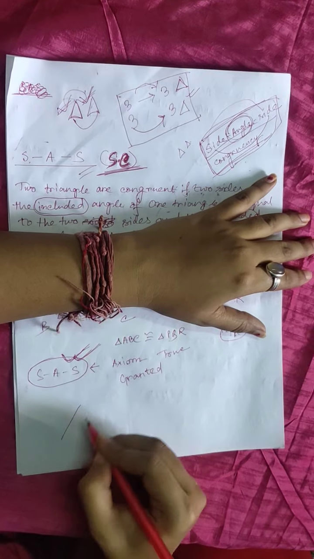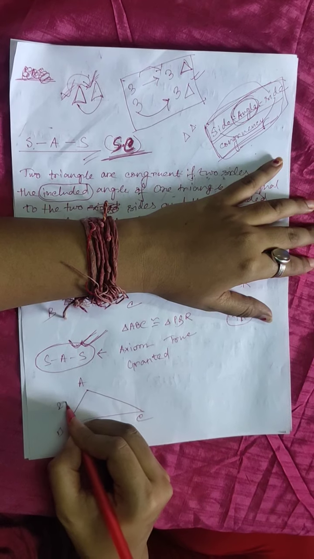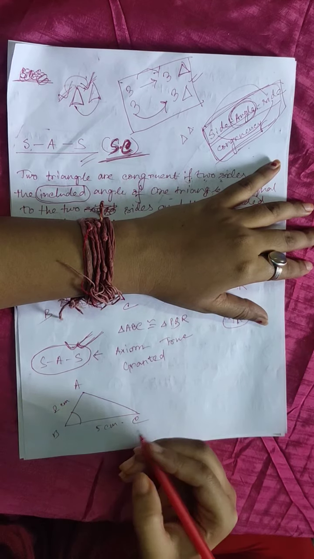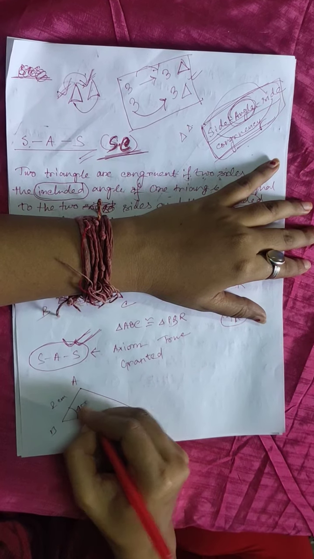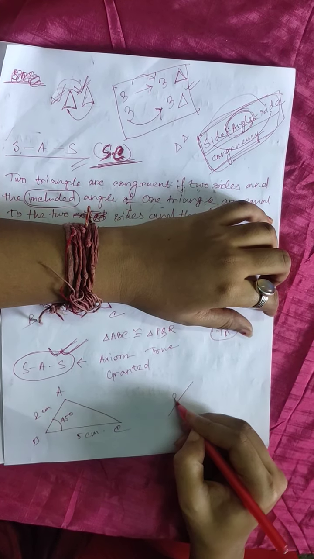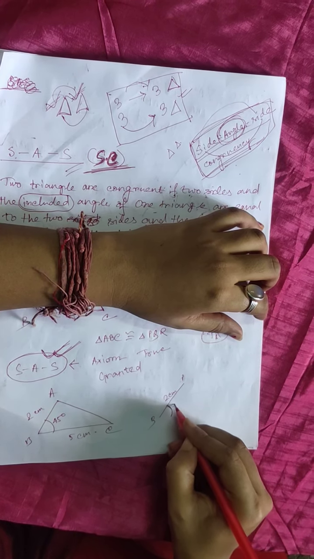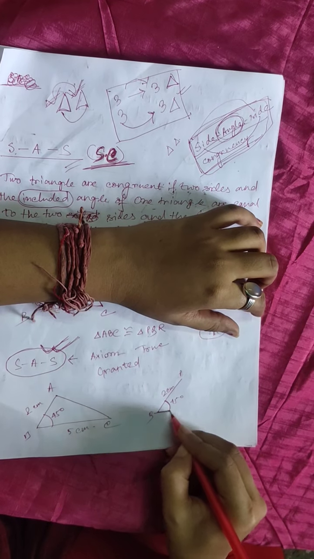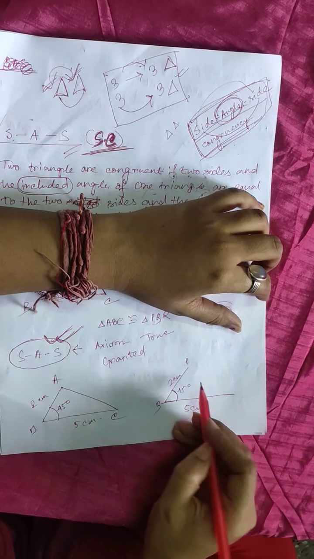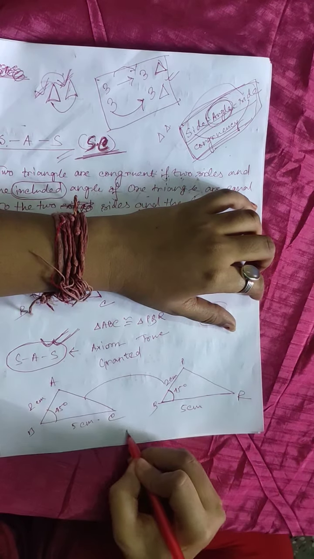So there is a triangle like this, ABC. Here it's 2 centimeter, it's 5 centimeter, and it's suppose 45 degrees. Now, if I draw another triangle like this, we draw it as 2 centimeter, and here we draw a 45 degree angle and produce it up to 5 centimeter. Then by joining these two points, we will get a congruent triangle.